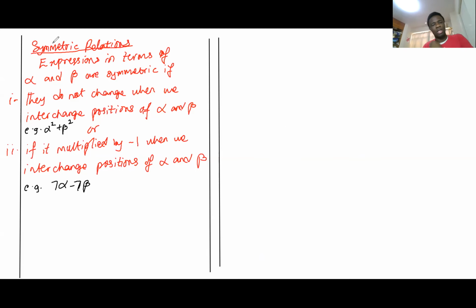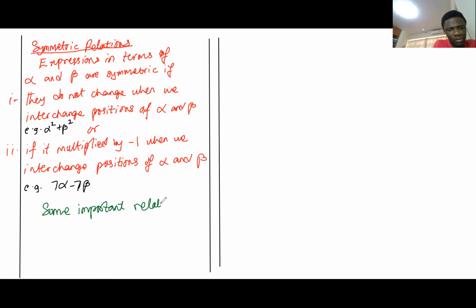Now there are some relations that we need. These expressions are symmetric in nature, but there are some relations that we really need. The only relation we'll be looking at is what happens to the square, the cube, and the difference. I won't go beyond square, cube, and difference. When you get to higher levels, you might be introduced to other stuff. So, some important relations.